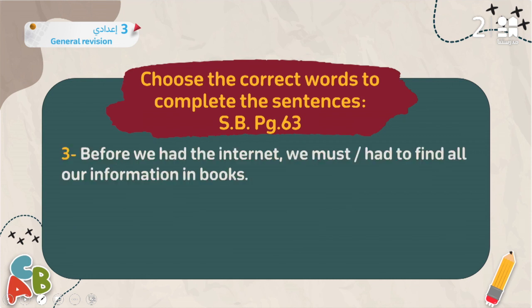Number 3, before we had the internet, we must or had to finish all our information in books. This sentence is a bit challenging. ليه هي فيها challenge? Because must and had to both have the same meaning. يعني must و had to الاتنين نفس الحاجة. Must I use it for rules when it's something essential, necessary, obligatory, إلزامية. Had to also I use it when something is essential, necessary or obligatory.